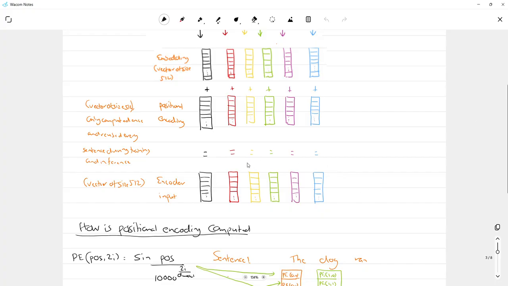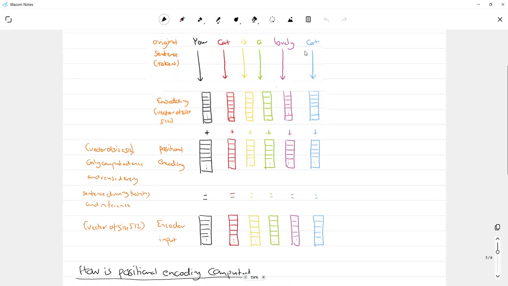So each of these positional vectors is unique, ensuring that even if two words are identical, like the two cats that you see here, the overall input to the model will be different because of their positional encodings that are completely different.